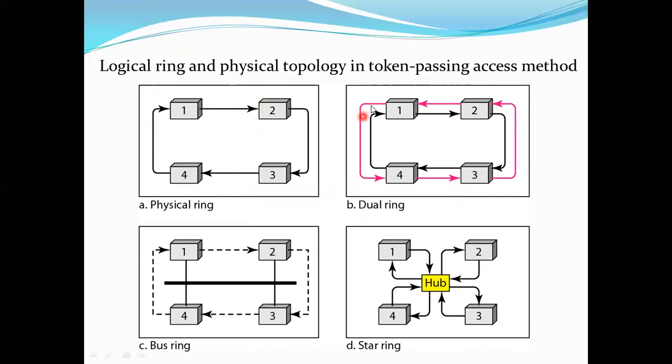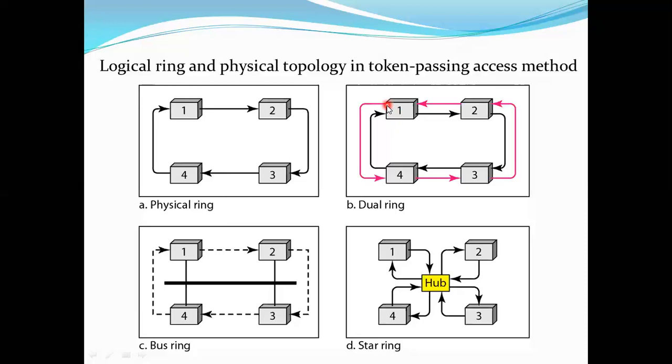Now let us move to another very important one, called a dual ring. In a dual ring, there are two rings. This is the initial ring, a normal physical ring. This is the first physical ring, right? This is the second ring. In the first ring, station 1 goes to station 2, then station 3, station 4, and it comes back to station 1. This is the first ring.